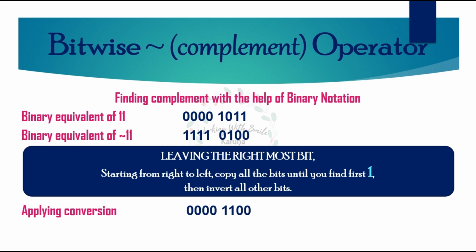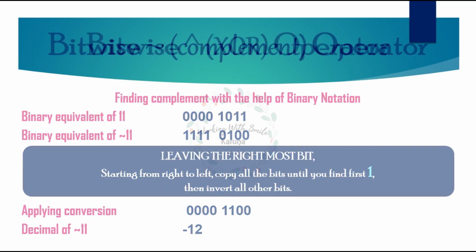When I apply the conversion, as you can see from the right hand side, the first digit that I encounter is 0, then I have the next one as 0, the third binary digit is 1. Leaving that digit, I am going to replace all the digits with their complement. That means zeros are becoming 1 and ones are becoming zeros, and from this I get the decimal of complement of 11, which is equivalent to minus 12. To make it simple to understand, you can apply the formula minus A minus 1, which will help you to get the complement of any number.